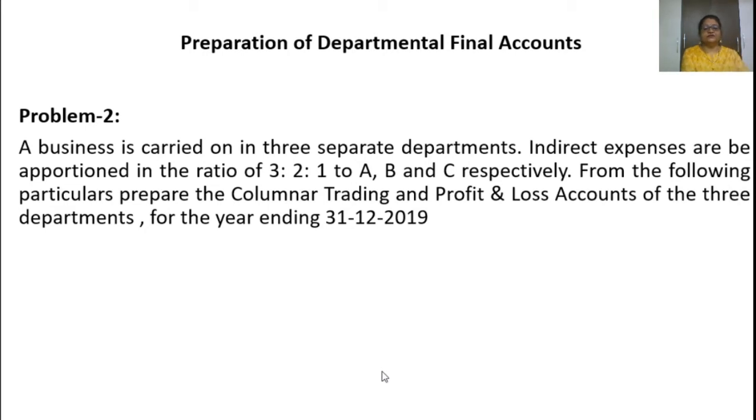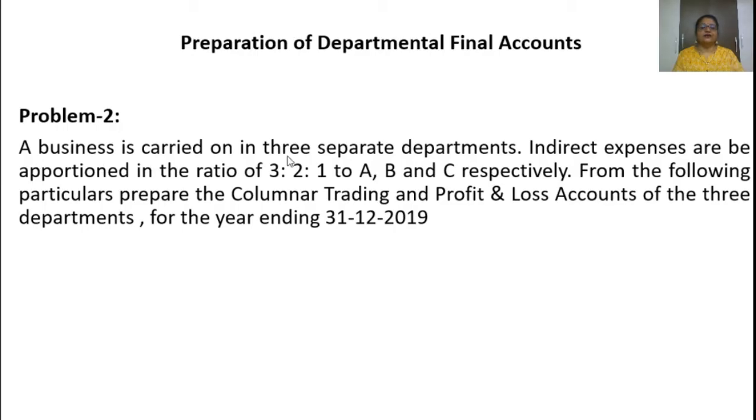So it was a very simple problem. Then we'll take another simple problem. In the earlier problem we saw how the apportioning of the expenses is done, but in this problem we will see all the expenses are divided in the same ratio. It's a common ratio given for the allocation of common expenses. Now let us see this.